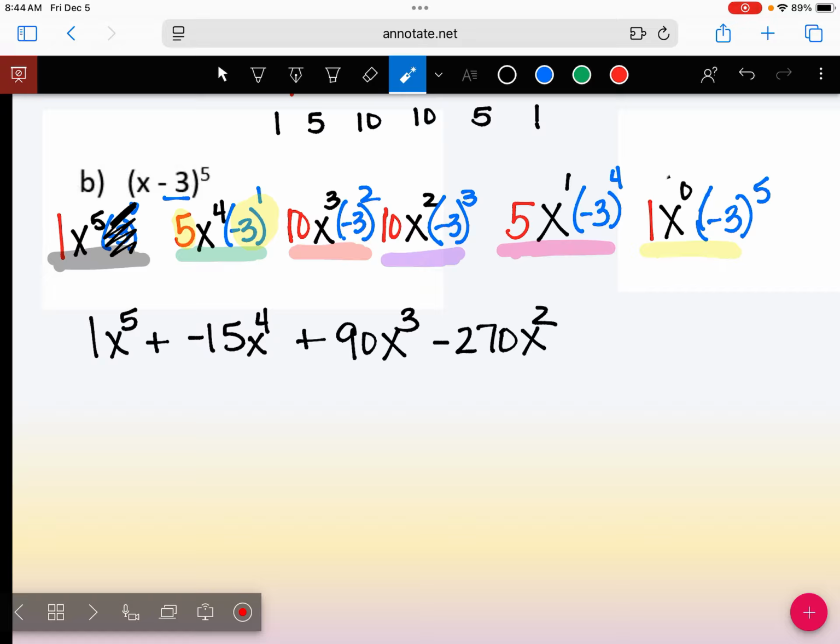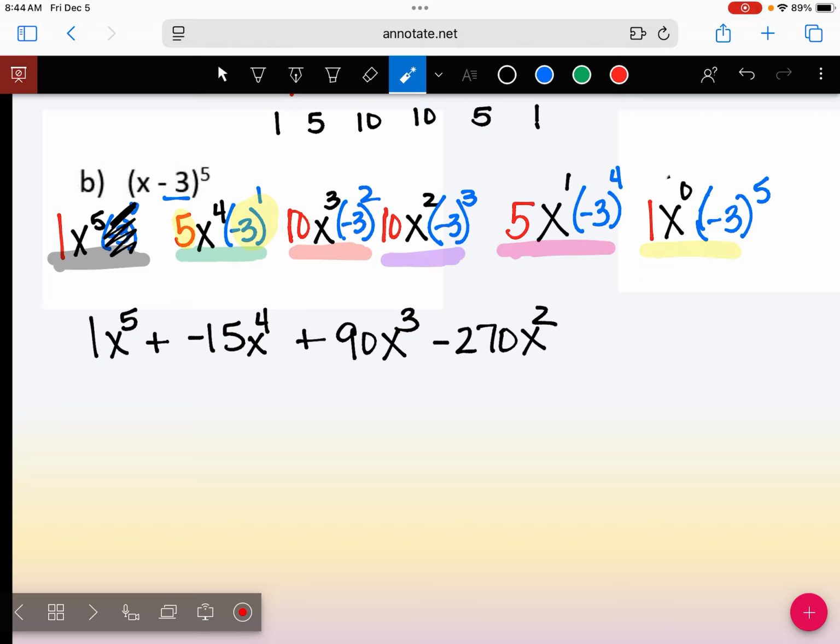Miss Bryant, instead of doing x to the power of 5, x to the power of 4, you reversed it and did x to the power of 0 first. Yep, it's the same answer. It's just yours is backwards, but it's still the same answer. Okay.